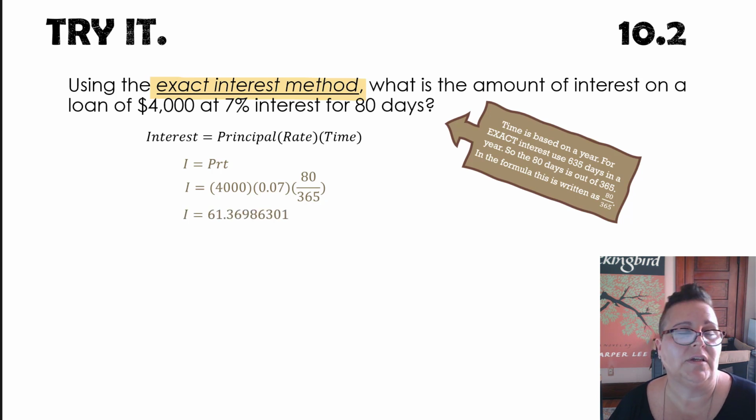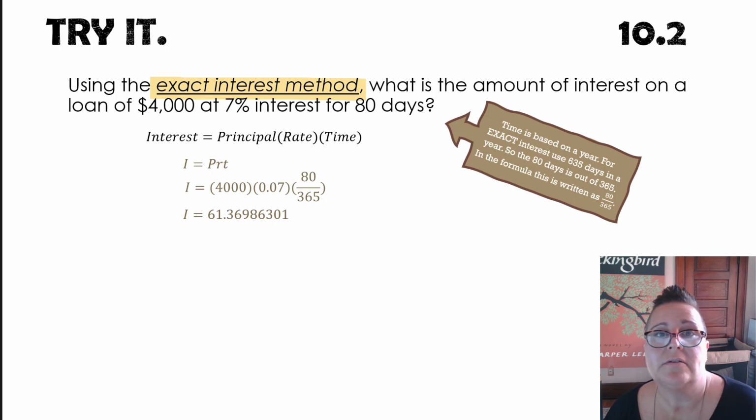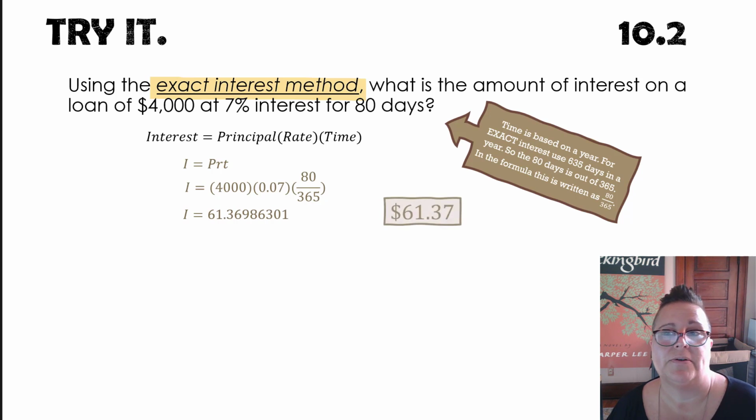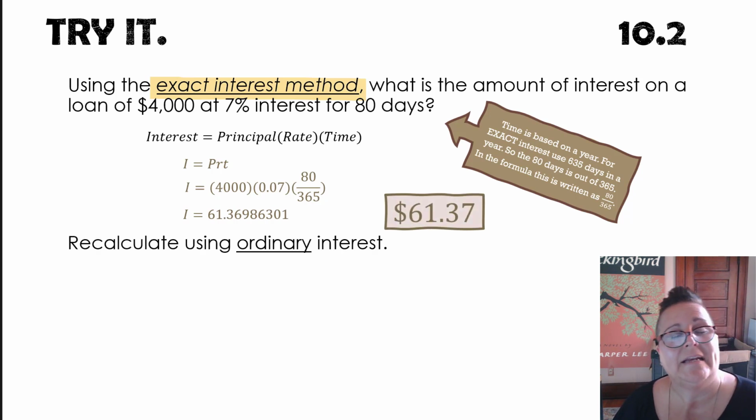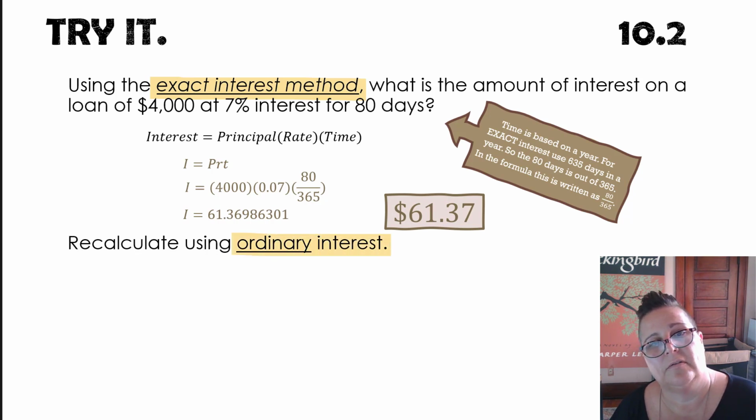Working this out on the calculator, I get 61.36986301. These are dollars and cents, so we're rounding to the hundredths place, which means I'm looking at the 6 in 0.36. To the right of that, I have a 9, so it's going to round the 6 up and I have $61.37. We're going to do this problem again and recalculate it, this time using ordinary interest.